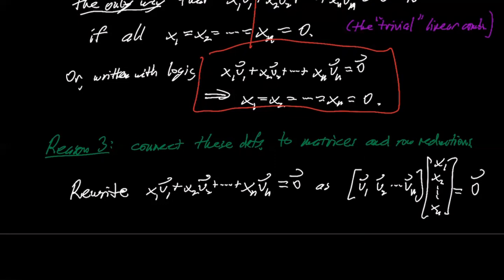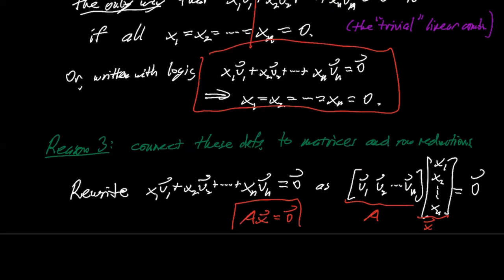But if we call this matrix right here A, and call this vector the vector x, then we basically have Ax equals 0. That's the homogeneous system, right? That's the thing we've been talking about, it's homogeneous.